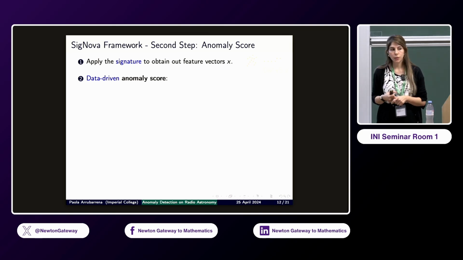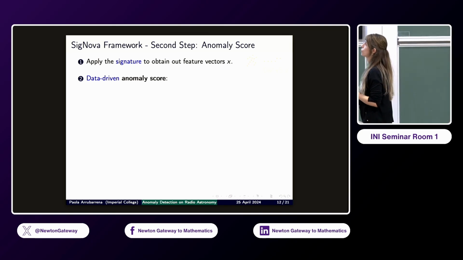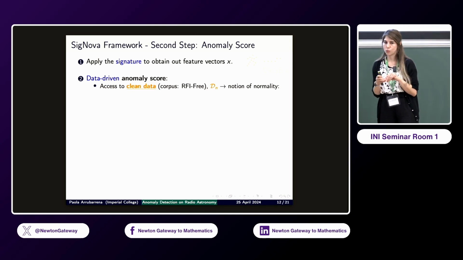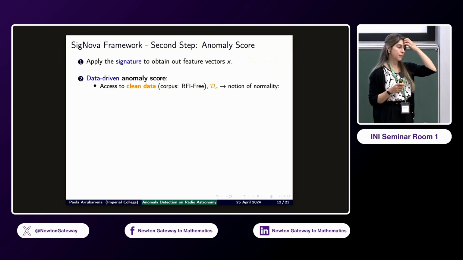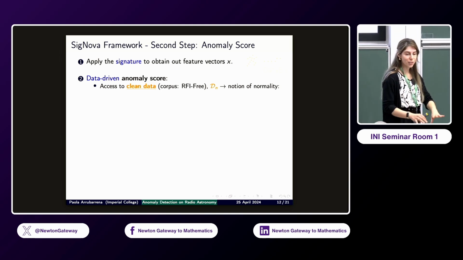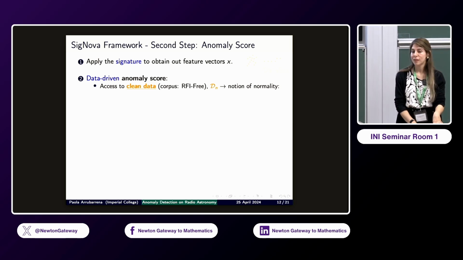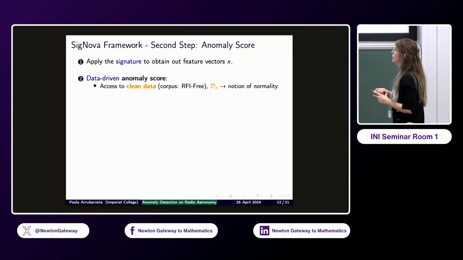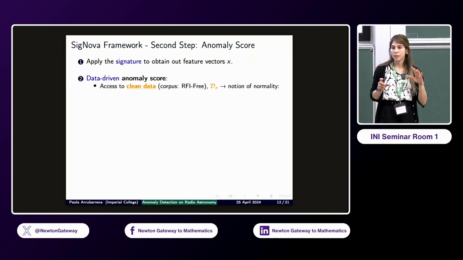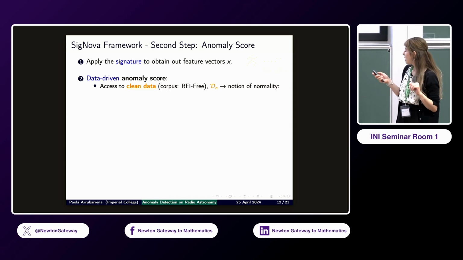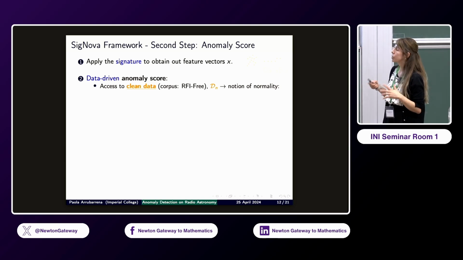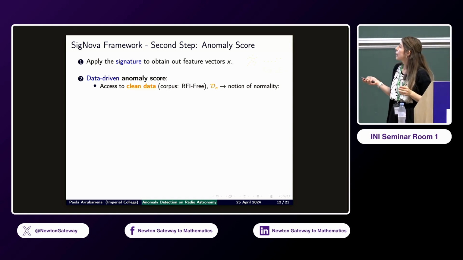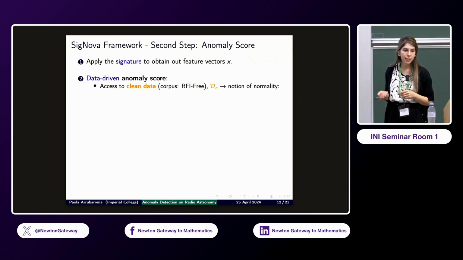The second one is that we're going to build a data-driven anomaly score. The first thing you need to know is that I assume I have access to clean data. And I will have access to clean data because even if I don't have real clean data, a good simulation works, and I'm going to show you results about this. So imagine I have access to clean data, and I'm going to learn from it to build this corpus of normality that you also heard about in the morning. By clean data, I mean RFI free.